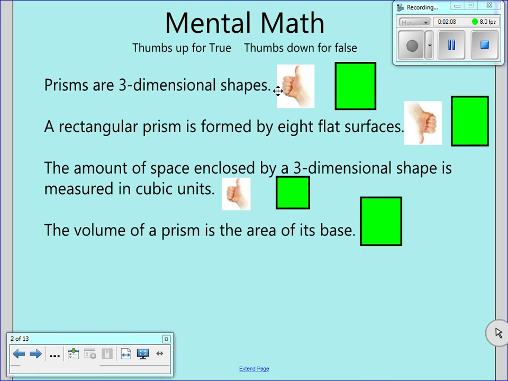The volume of a prism is the area of the base. Do you think that's a thumbs up or do you think it's a thumbs down? The area of the base. Now remember, volume equals big B times the height. It's a thumbs down. The reason why it's a thumbs down, kids, is if you think that was a thumbs up, that means you're saying the volume of a prism is just the big B. Remember, you have to multiply the height into it. Let's keep cruising here.